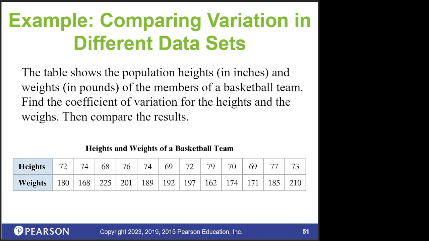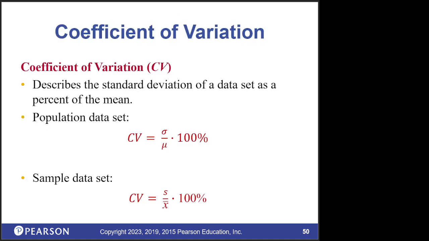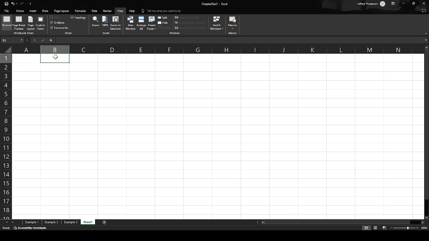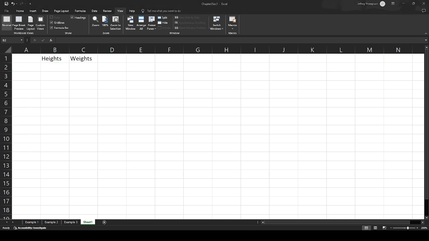And what we want to do is find the coefficient of variation for both of these. So what we're going to have to do is find the standard deviation and mean for both sets of data. So again, I'm going to set up a new spreadsheet. So we have heights and weights that we need here. So I'm going to make a column for heights and a column for weights. Then we're going to pull the data off that slide.